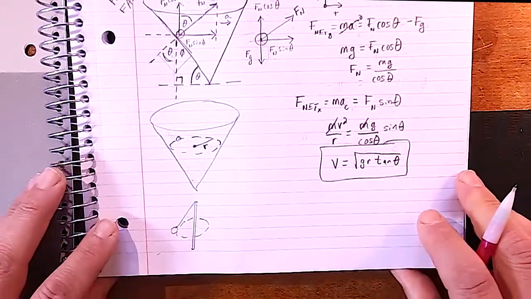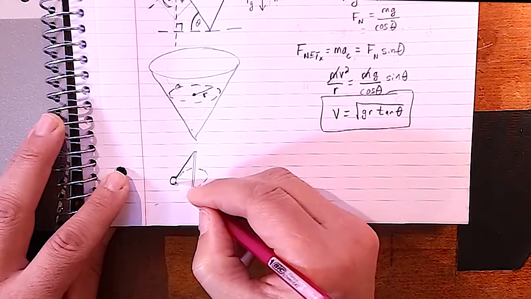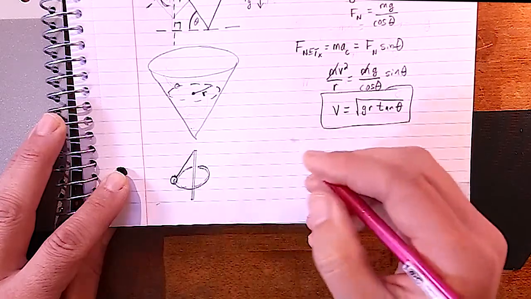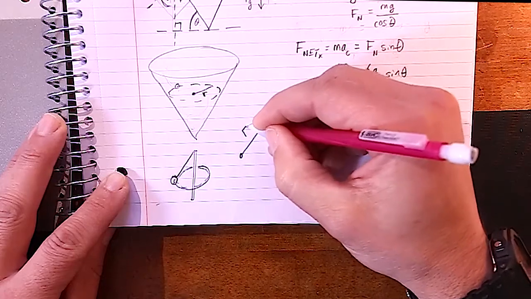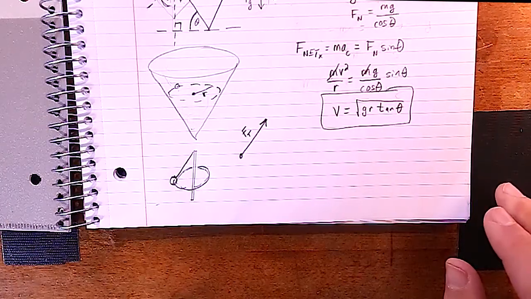Now, I'm not going to do this derivation, but a ball that's hanging from a cord, like a tether ball, that spins around in a circle, that's going to be the same exact problem, except instead of a force normal, we have a force of tension.